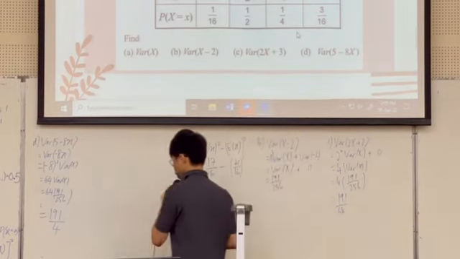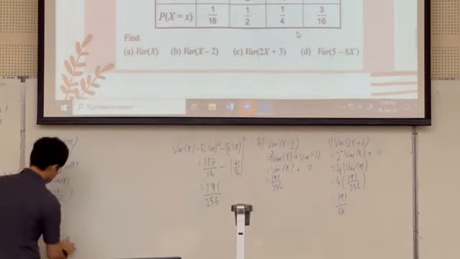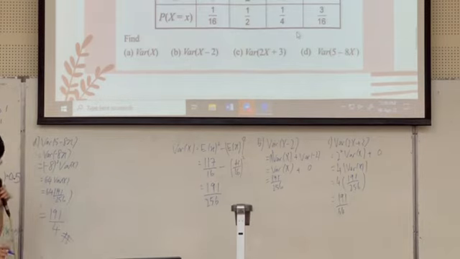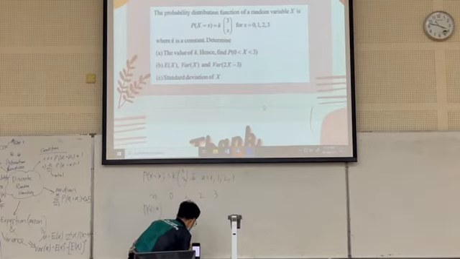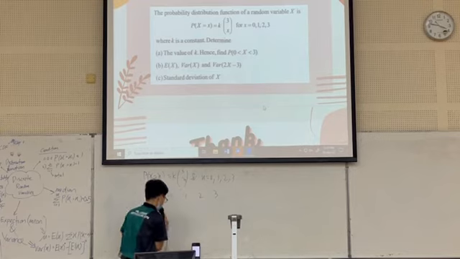Okay. So it's the final answer. We move on to the last question. So we now want to find the p like x equals 0.